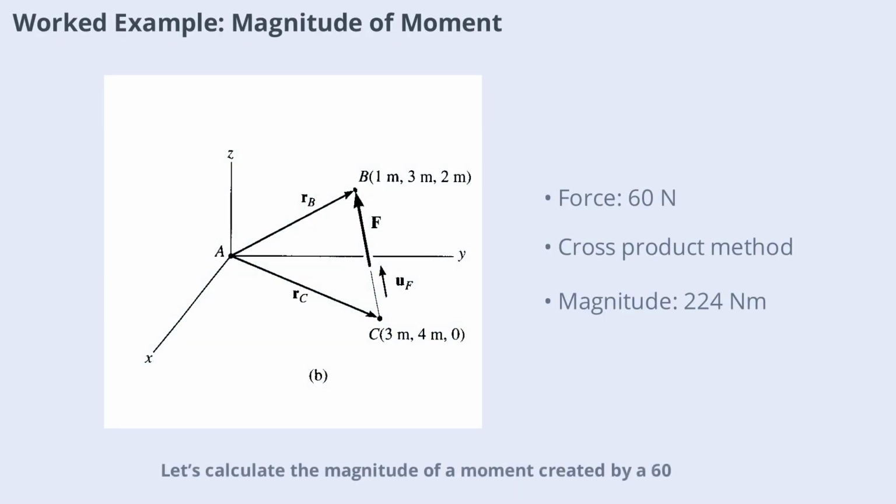Let's calculate the magnitude of a moment created by a 60 N force directed from point C to B on a pole. By finding the unit vector from C to B, multiplying by the force magnitude, and applying the cross product with the position vector, you get the moment's components. The magnitude is then found using the Pythagorean theorem, giving a result of 224 Nm.